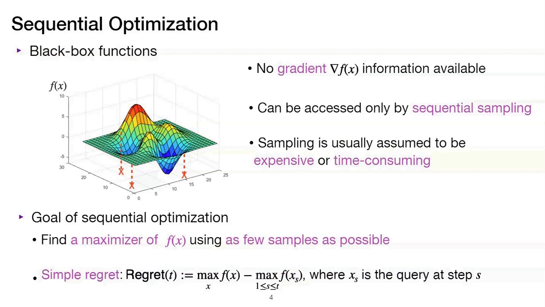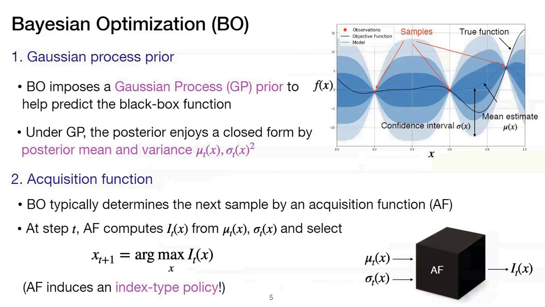The first one is that the black-box function is unknown and what we can do is sampling. The second one is that sampling under this scheme is expensive. So the goal of sequential optimization is to find a maximizer of the black-box function as fast as possible. Bayesian optimization is a common way to solve sequential optimization.